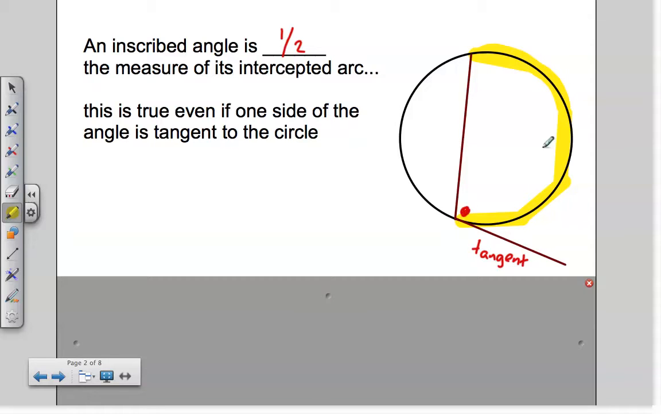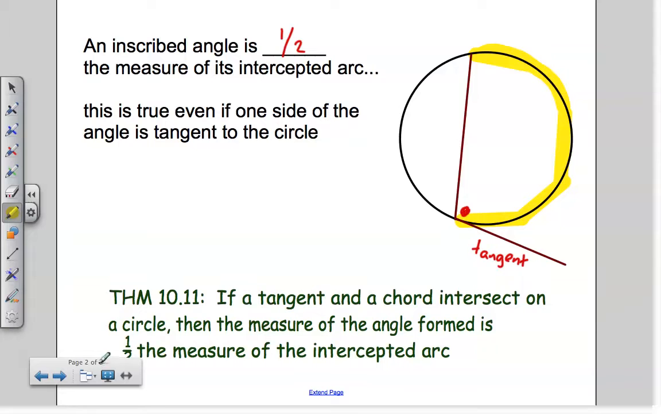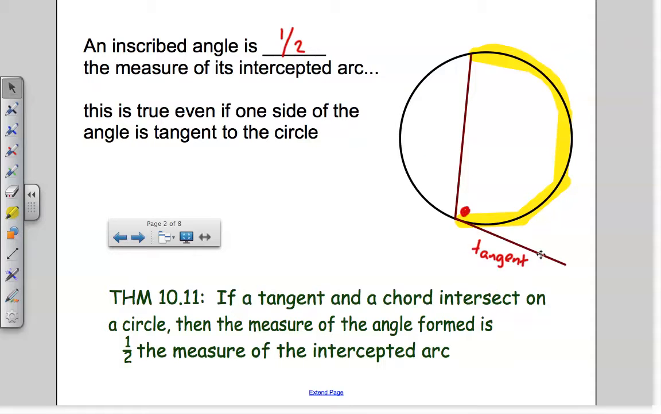This angle is still like an inscribed angle, it's just a chord and a tangent. It's still going to be half of the intercepted arc, and that's Theorem 10.11 right here. If a tangent and a chord intersect on a circle, then the measure of the angle formed is half the measure of the intercepted arc. It's really just the extension of an inscribed angle, as you saw when I kept moving this. It was still half the arc, still half the arc, still half the arc. Eventually it just becomes a tangent line, still half of that intercepted arc.